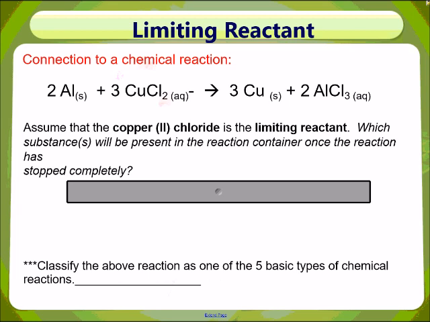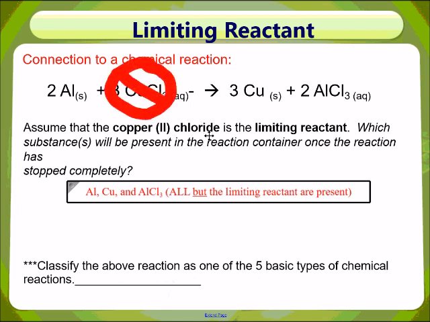So think about it. If this one is used up, what would be left over? Well, the answer would be everything but the limiting reactant. This one is gone. It's used up. So we still have some leftover aluminum that never reacted, plus all the products that we made before the limiting reactant ran out. So everything but the limiting reactant would be present.